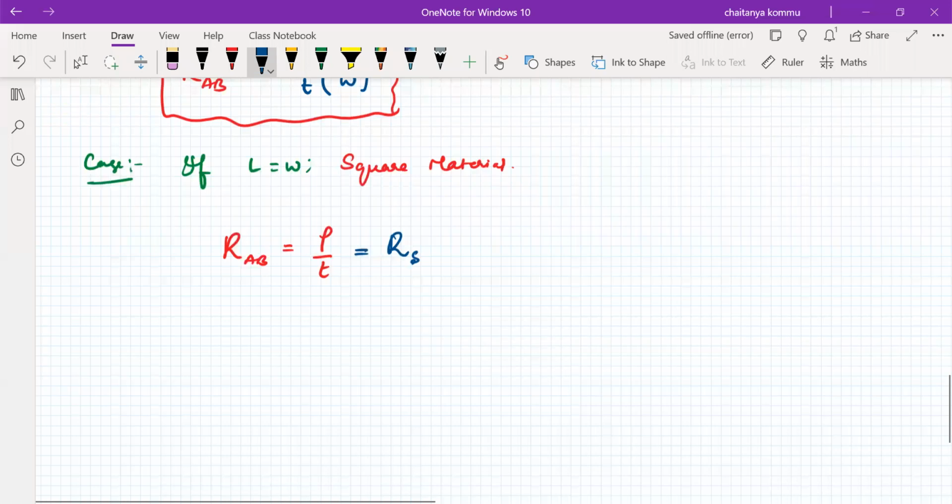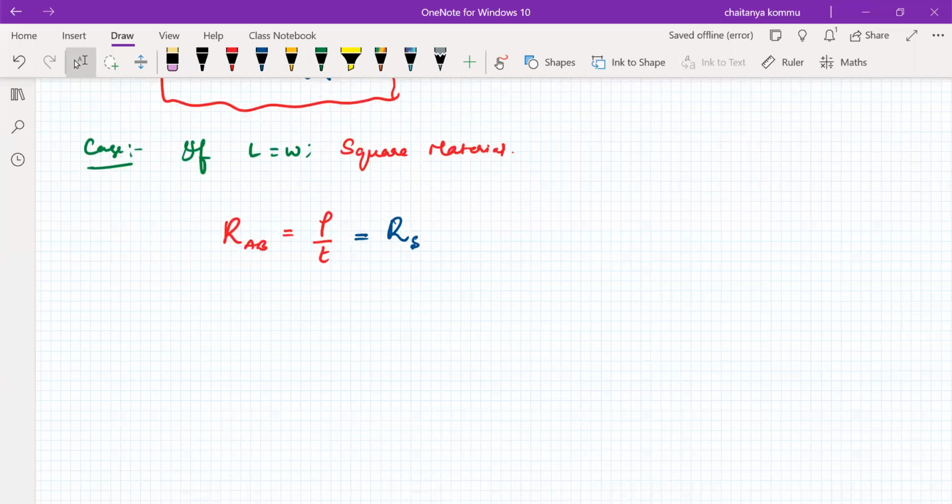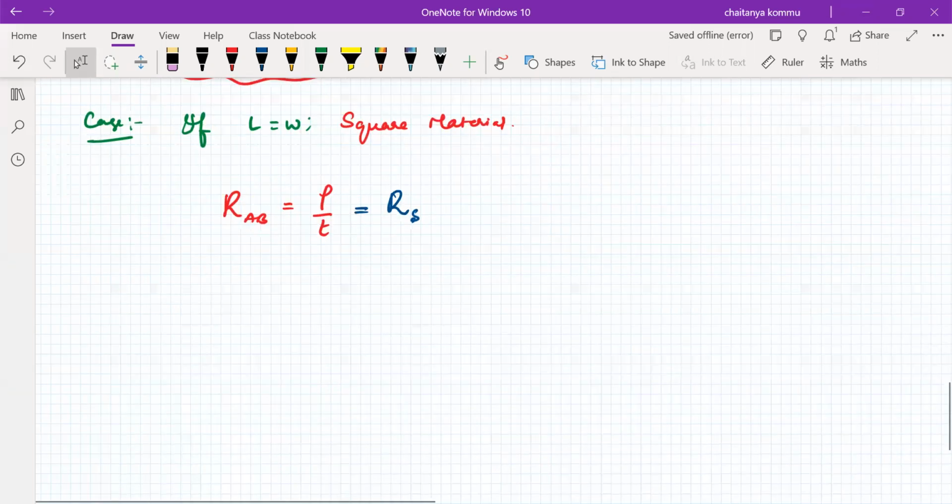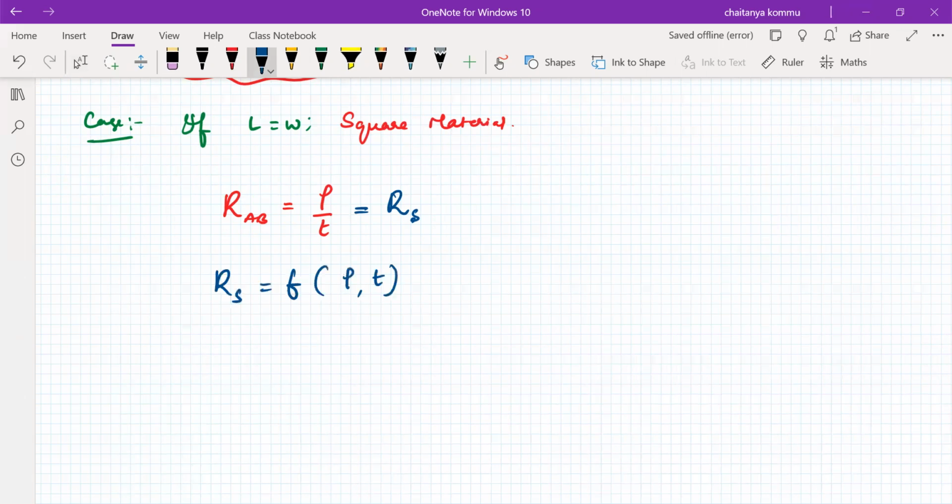So how do we define the sheet resistance now? For a square area of the material, whatever resistance we calculate for that square is called the sheet resistance. Whatever material we have considered, if you take a square area and calculate its resistance, we call it the sheet resistance. RS is completely a function of rho and thickness. It does not depend upon the length and the width of the material.